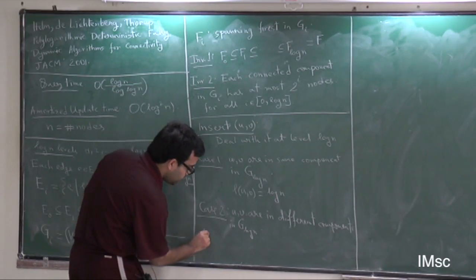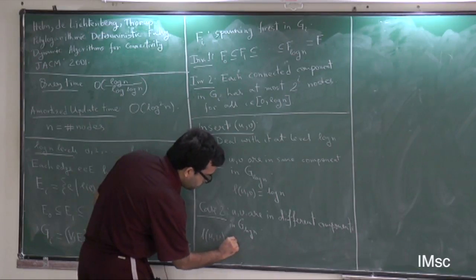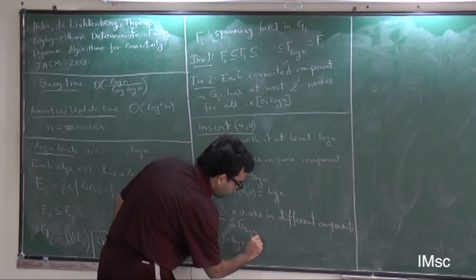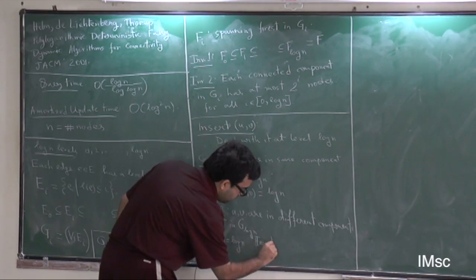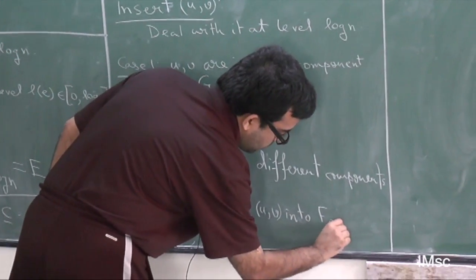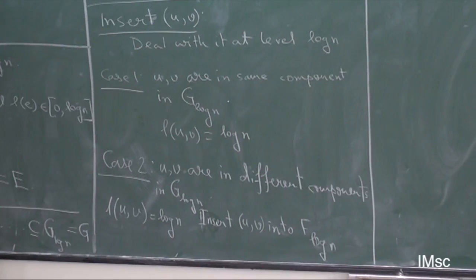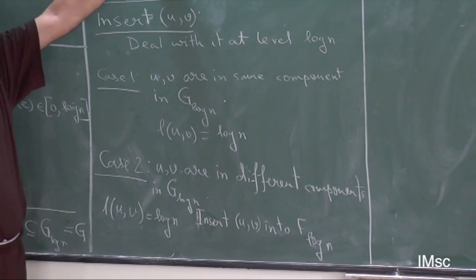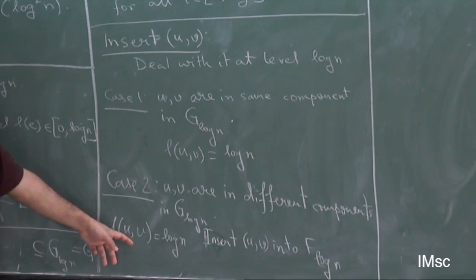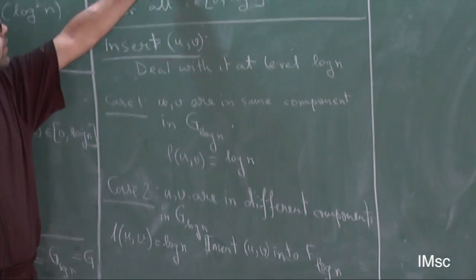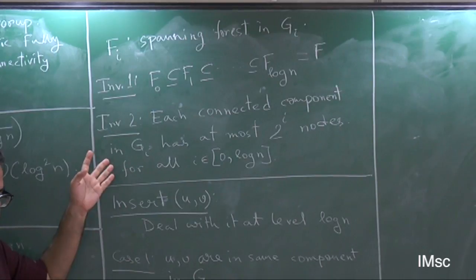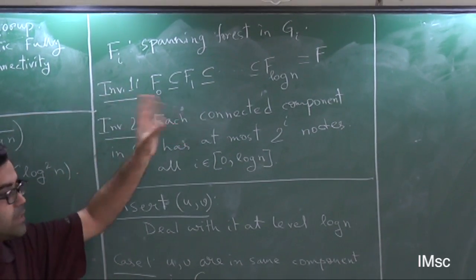So basically then you just set the level of UV to be log n and insert this UV again. The levels from 0 to log n minus 1 were not changed at all because the level of this edge was log n. So this edge is not appearing in any of the subgraphs from level 0 to log n minus 1, so you don't need to worry about the invariants there. All you need to worry about is the invariants for level log n.